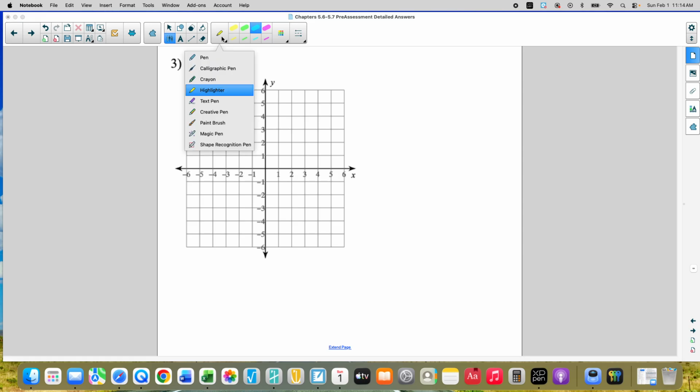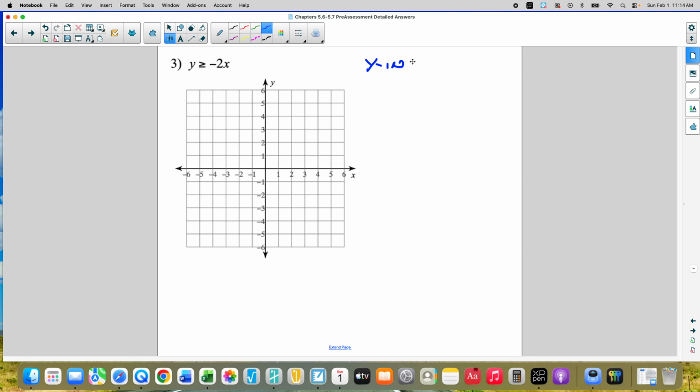Okay, still in slope-intercept form. This time, my y-intercept is 0 because there's nothing being added to it. So that's how we would look at it. My slope is going to be negative 2 again. Probably should have picked a different one. And so the boundary is including, so I'm going to do a closed circle, and then I'm going to go down 2, right 1. I'm going to connect the line.